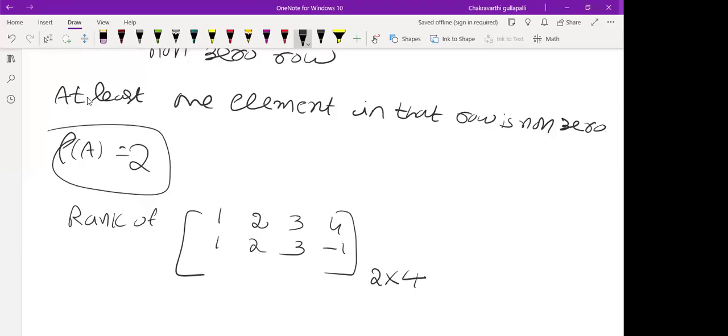Yesterday we have seen, we struggled a lot. We found the first minimum, that is 2. We found all 2 by 2 submatrices. At least one of them is non-singular, then rank is equal to that. Otherwise, less than that. Lengthy procedure. Here, the easy way to find rank is to find a non-zero element, 1.